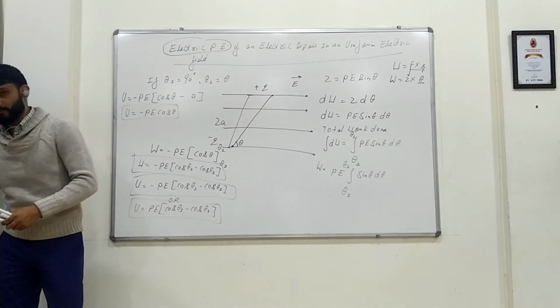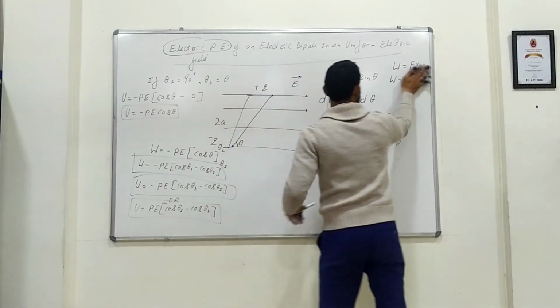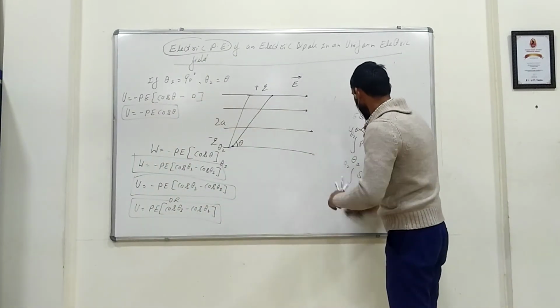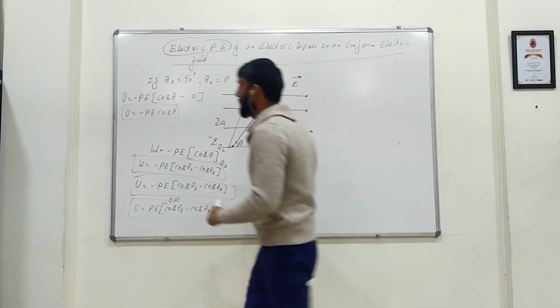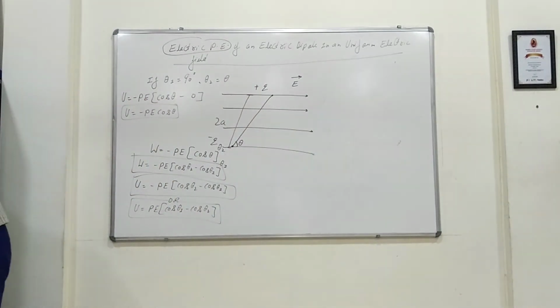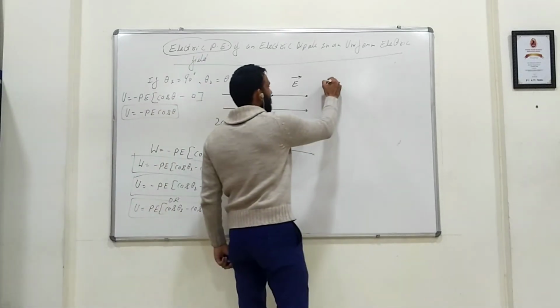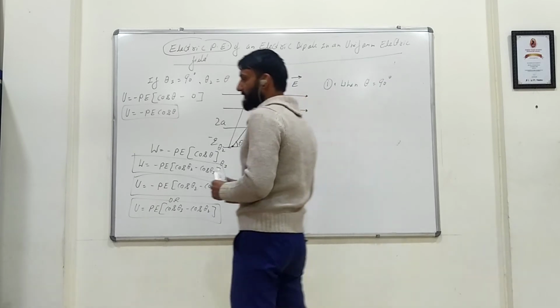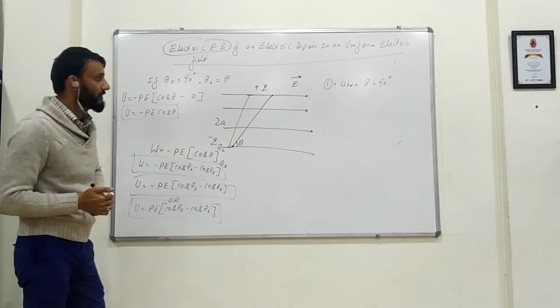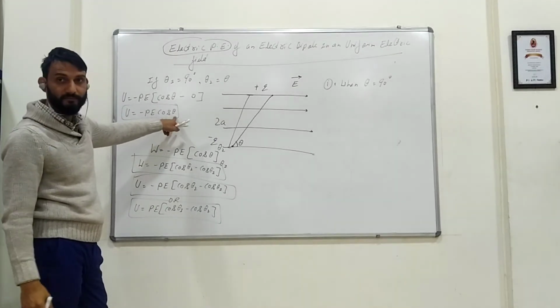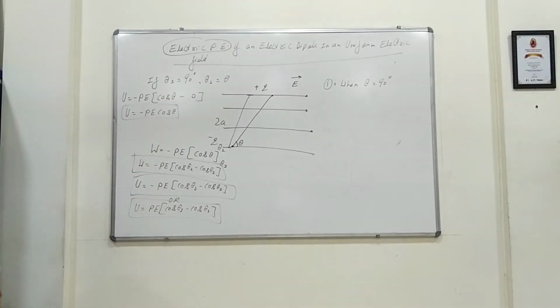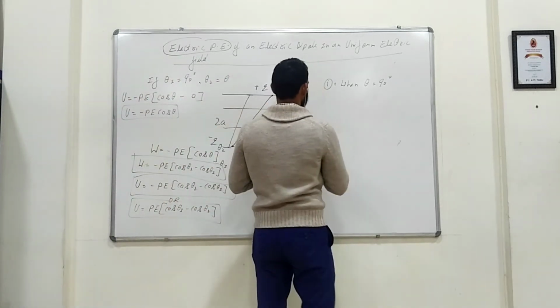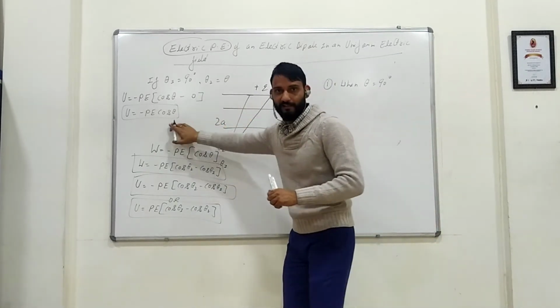Now I am adding a few more special cases to this, looking at this expression. The first special case is when theta is equal to 90 degrees. So if theta is equal to 90 degrees, what will happen then? You put the value of cos 90. So what will come? If theta is 90, U is equal to minus pE cos theta. I am using this expression as of now, assuming that we have the single theta, the value of single theta.